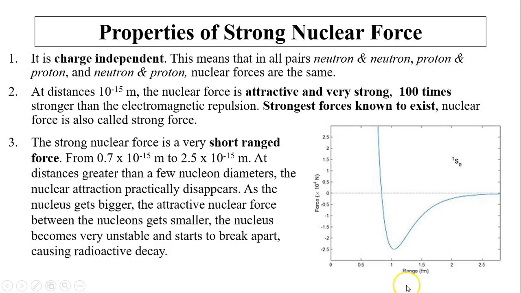But if the nucleons are too close together, there is another force that exists. That's a weak nuclear force, at distances close to 0. Obviously, the distance can't be 0 because the nucleons do have dimensions.